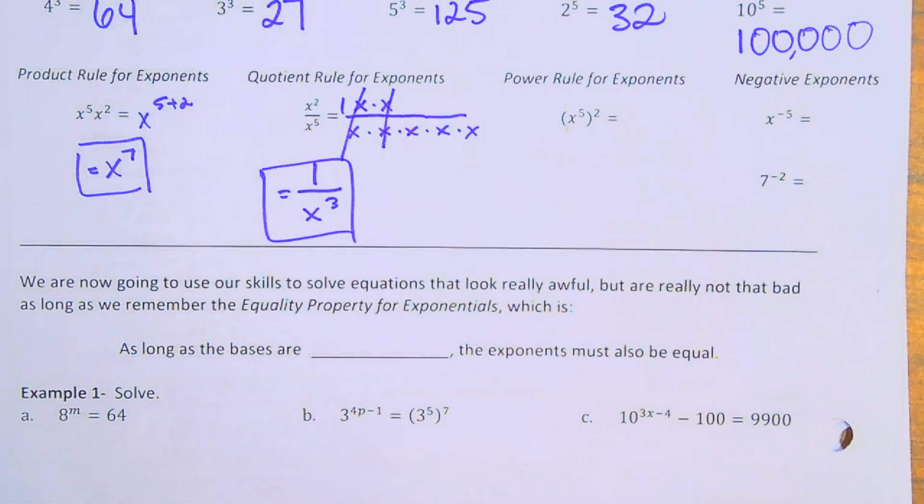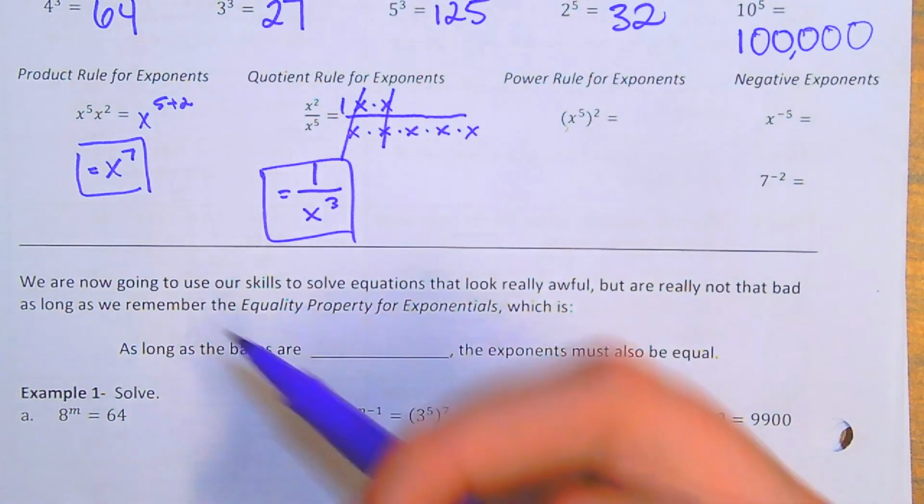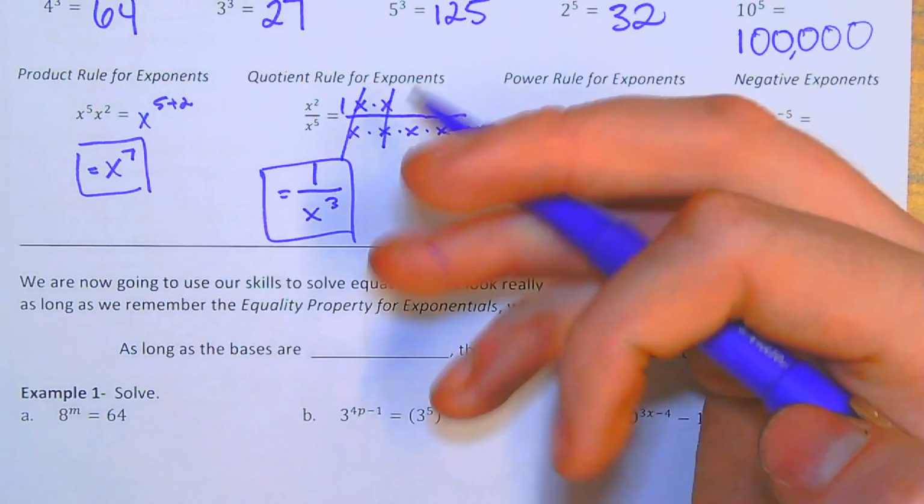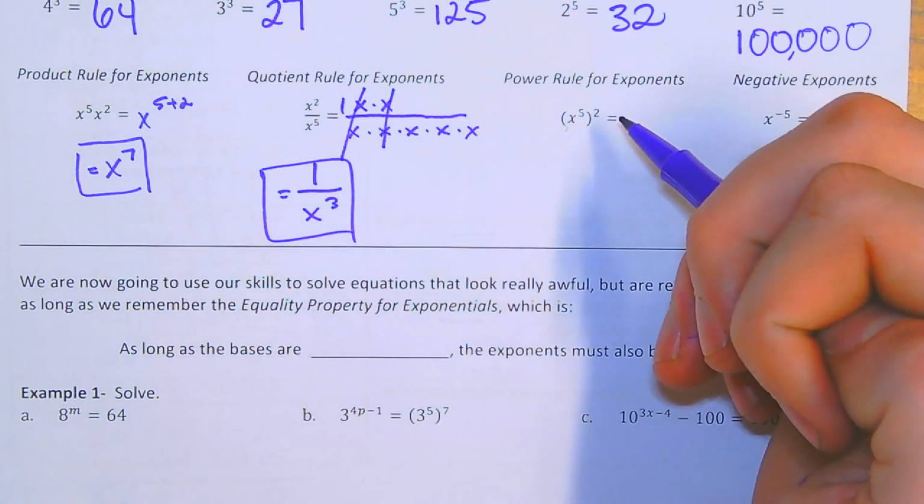Now, the next rule that we're going to be dealing with is called the power rule for exponents. So the power rule for exponents is a little bit different than how we would do the product rule for exponents. Okay? So, in the product rule for exponents, we talked about how you add the 2 together, right? Now, power rule is a little bit different.